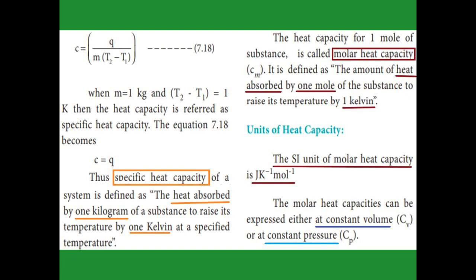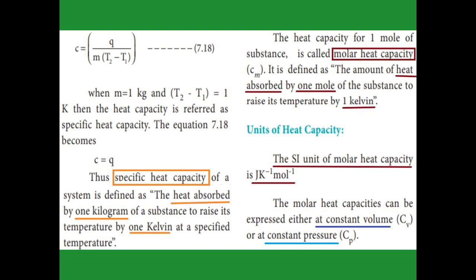The heat capacity formula is C equal to Q by M into (T2 minus T1). If the mass M is 1 kilogram and T2 minus T1 is 1 Kelvin, then we get C equal to Q. That is called specific heat capacity. The definition is: when the heat absorbed by 1 kilogram of a substance raises its temperature by 1 Kelvin, that heat is called specific heat capacity.